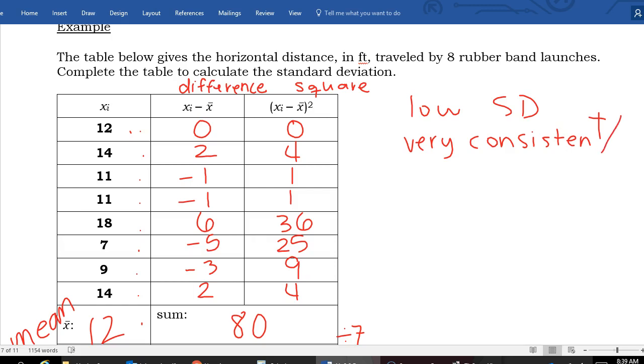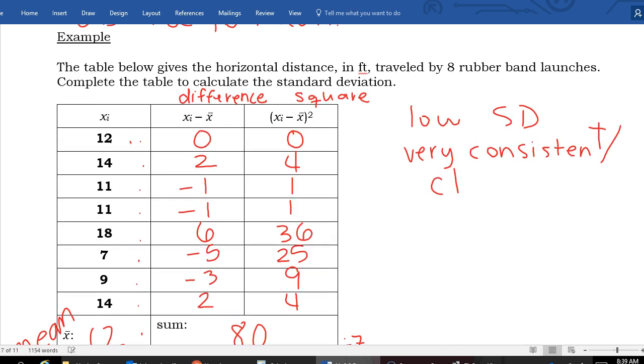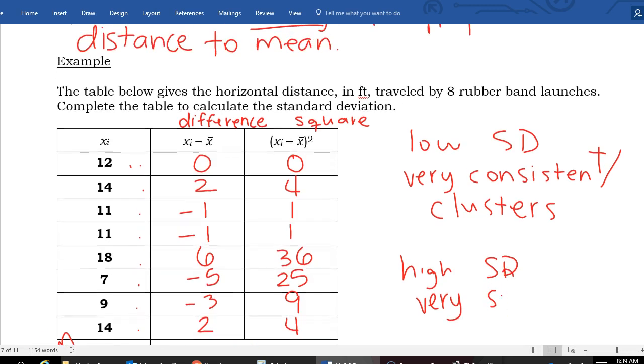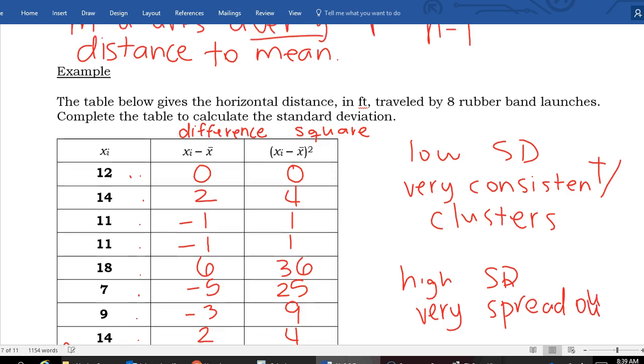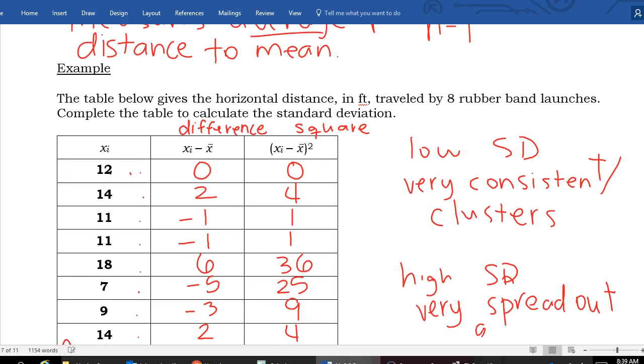Very consistent clusters. Whereas if you have a really high standard deviation, that means you have a lot of error in your data. You have very spread out data. And you have lots of gaps in your data.